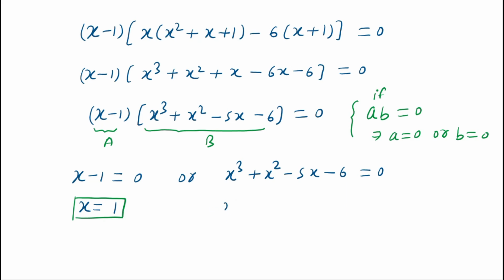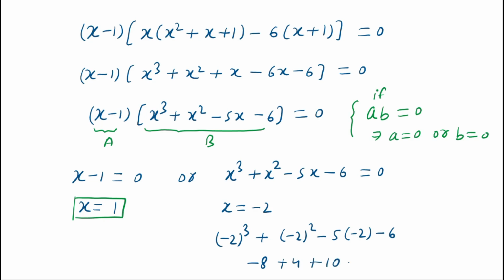Look carefully here, if you substitute x equals minus 2, then (minus 2)^3 plus (minus 2)^2 minus 5 times minus 2 minus 6. Minus 2 to the power 3 is minus 8, minus 2 squared is plus 4, minus 5 times minus 2 is 10, minus 6. Here minus 8 and minus 6 is minus 14, and 4 plus 10 is plus 14, which equals 0. It means x equals minus 2 is a solution.